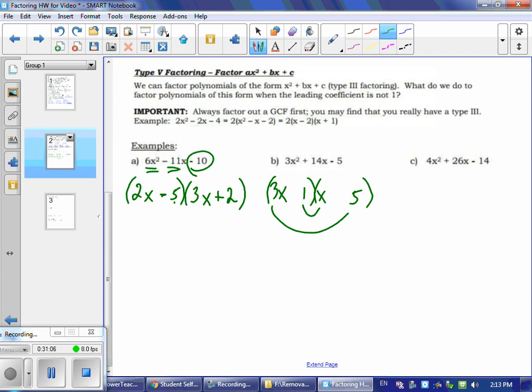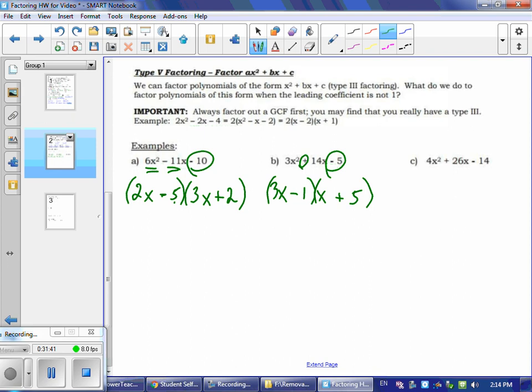Now remember, this is negative, so they have to be opposite signs, so we'll make one plus and one minus. This is positive, which means that the bigger combination of the bigger multiples needs to be positive. So the positive needs to go with the 15, the negative needs to go with the 1. In order to make the 15 positive, it's got to be a 3x times a plus 5. In order to make the 1 negative, it has to be a minus 1. So we get 3x minus 1, x plus 5.